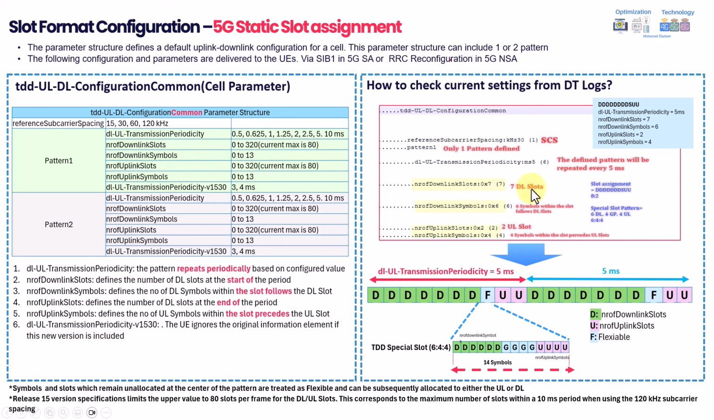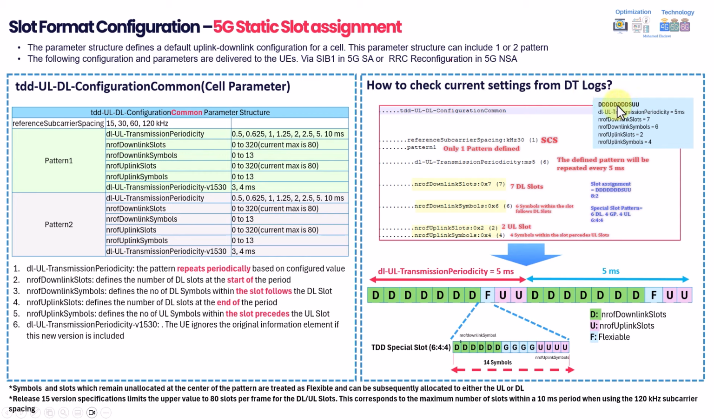For example, in this example, this vendor is configuring 7 for downlink, 1 for the special slot, and 2 for uplink. So this is how it looks. It's called, for example, a TDD pattern. And as you can see, the parameter is called common, and it will be static all the time.